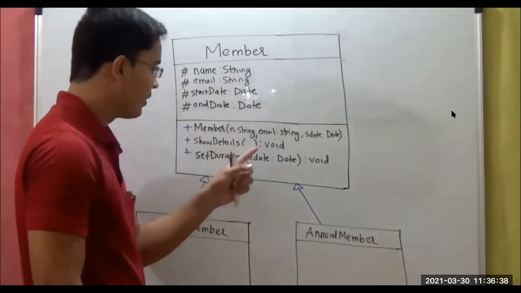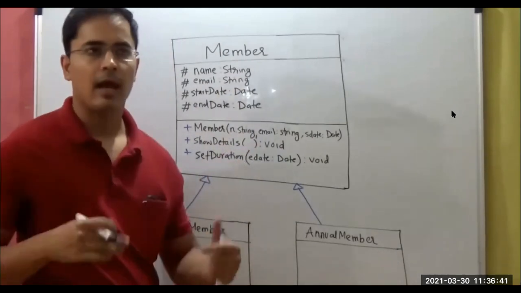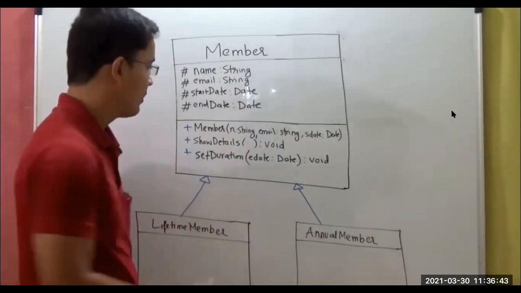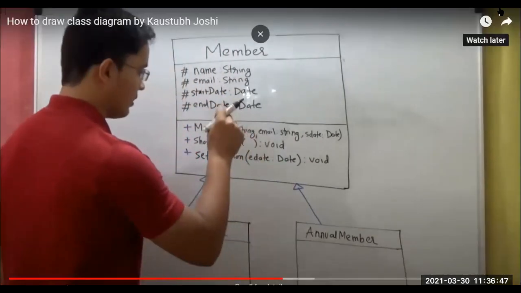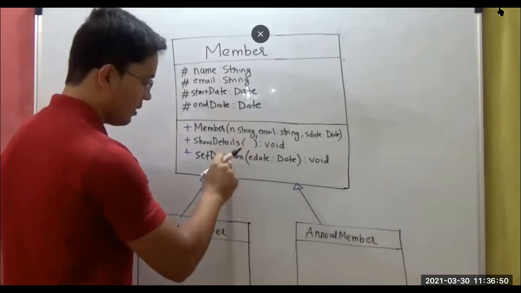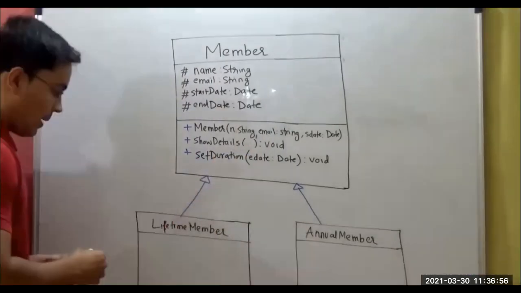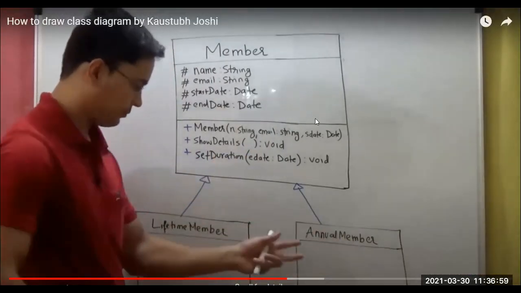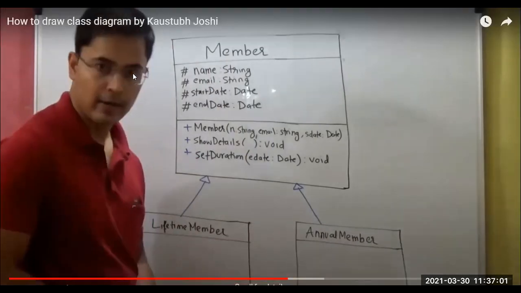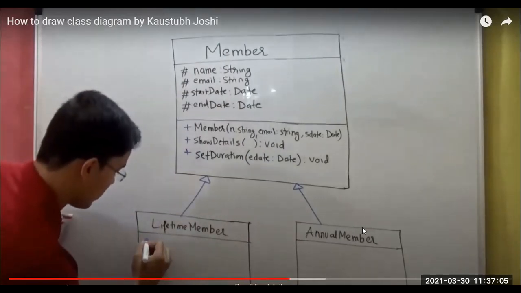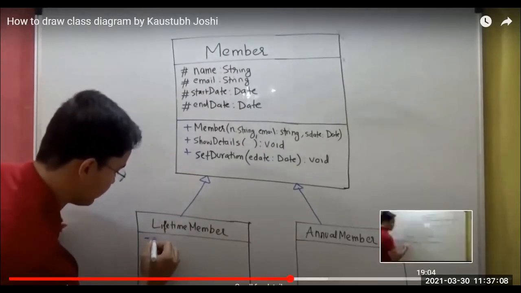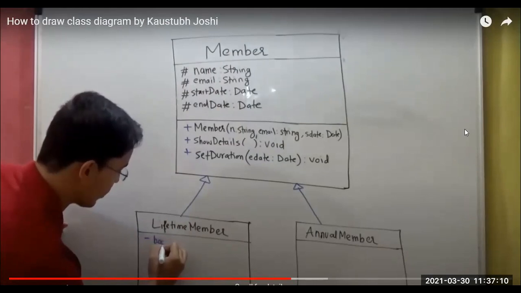For lifetime members, we'll set the end date as, let's say, 60 years from the start date. And in annual member, we need to set the end date as 1 year from the start date. So for that, we need to override the set duration method in the children classes. Apart from that, lifetime member and annual member will have another data member called, let's say, private booking discount.